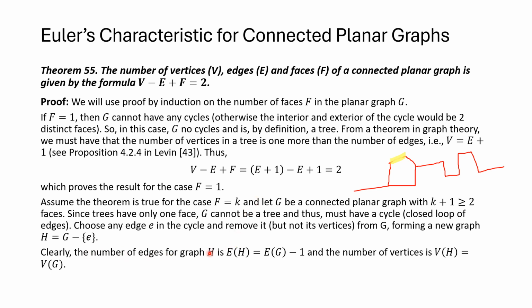So clearly the number of edges for H is the number of edges in G minus 1. That's all we've done, is remove one edge. We've left the two vertices in place, and the number of vertices is the same. So again, we just removed the edge but not the two endpoints. All right, so let's continue on the next slide.